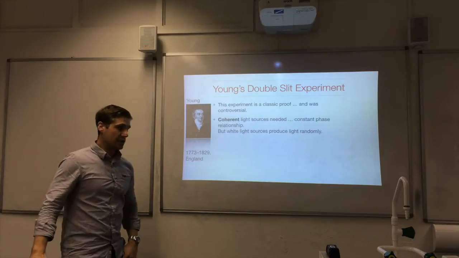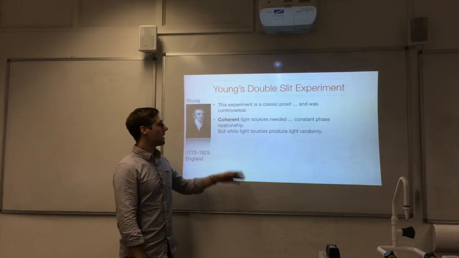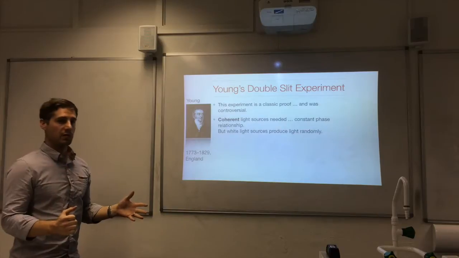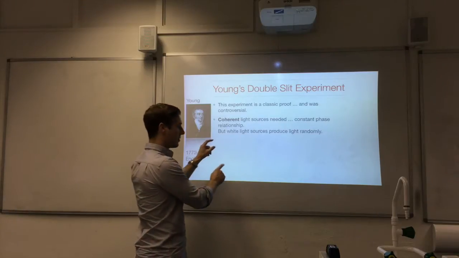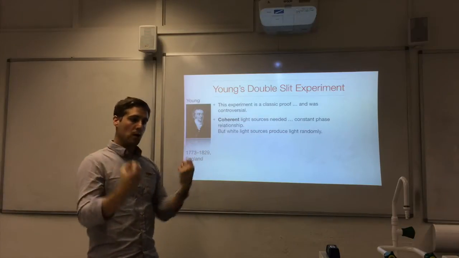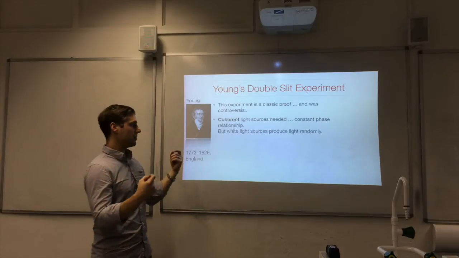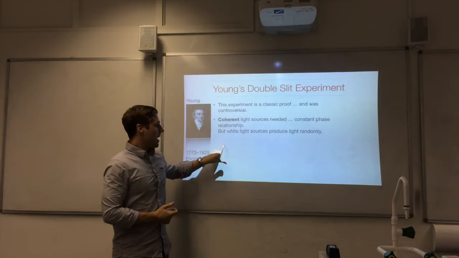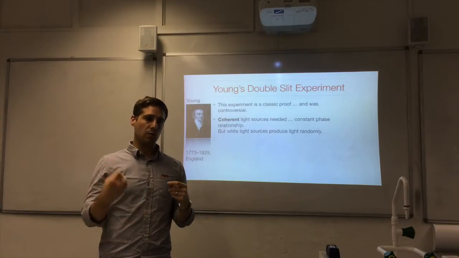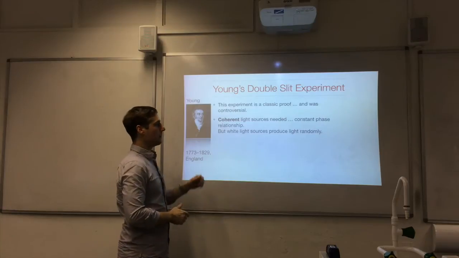So for this experiment, you need coherent sources of light. If you have coherent sources of light, it means that they have a constant phase relationship. So go back to that situation where I had S1 and S2, that would mean they're either always in phase or always in antiphase. The phase relationship is constant. Okay? For this particular experiment, we need coherent light sources, but we also need them to be in phase to produce the exact pattern that we want.